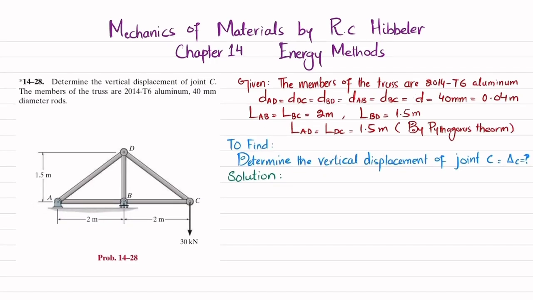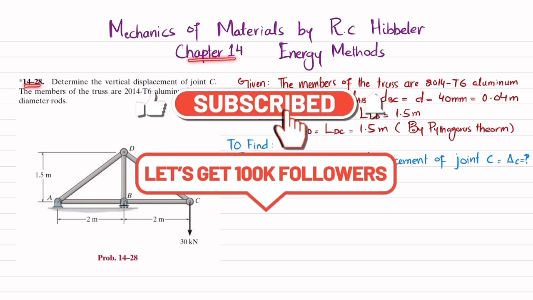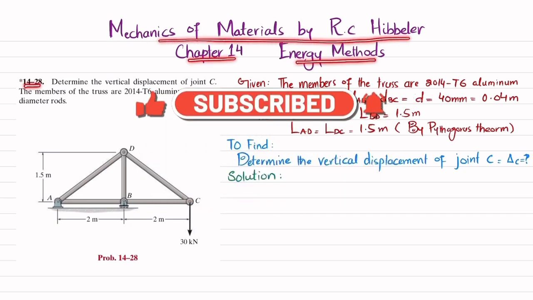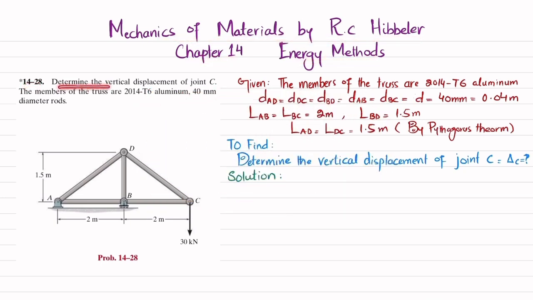Welcome back. Problem 14-28. This problem is taken from chapter number 14, Energy Methods, and book name is Mechanics of Materials by R.C. Hibbeler. So statement is: determine the vertical displacement of joint C. The members of the truss are 2014-T6 aluminum 40 millimeter diameter rods. So you can see this is the truss that is composed of 2014-T6 aluminum. The diameter of each rod is 40 millimeter, and there is a point load of 30 kilonewton at point C. So due to this load, point C will move downward. So this is the vertical displacement of point C, which we have to find.